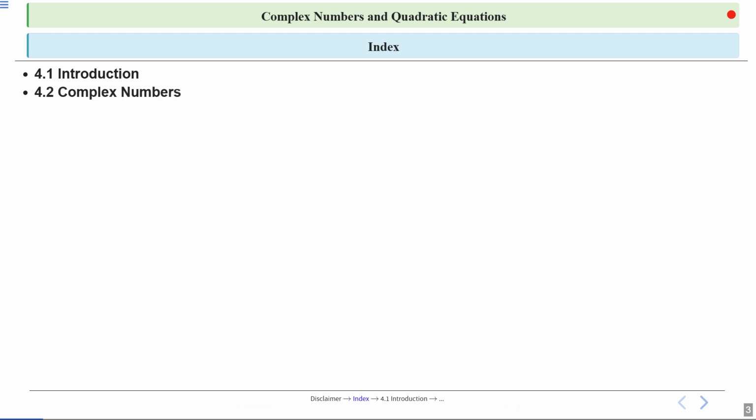Then we will look at section 4.2, which introduces complex numbers. Complex numbers are numbers that have both a real part and an imaginary part, written in the form a plus iota times b, where a and b are real numbers. Then we will solve an example.